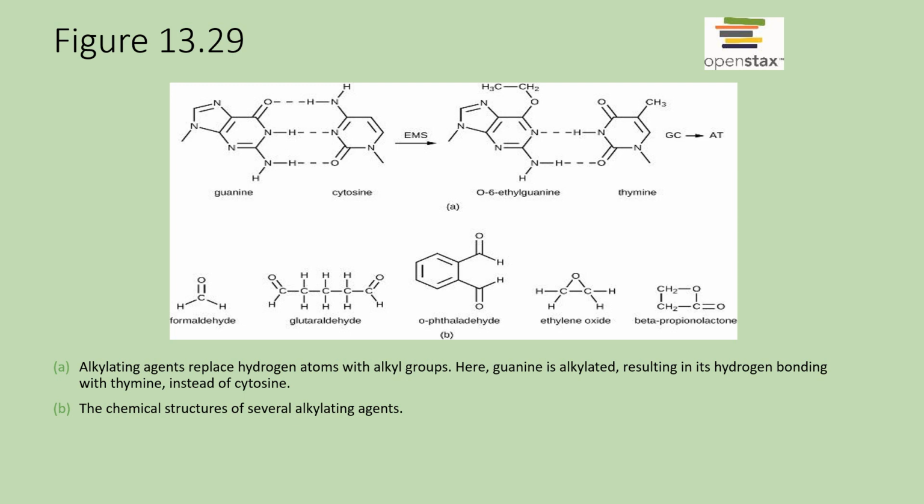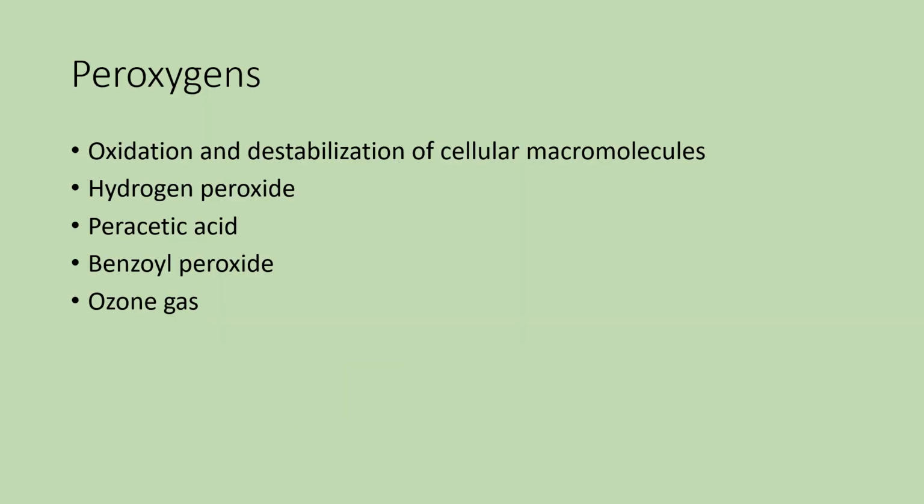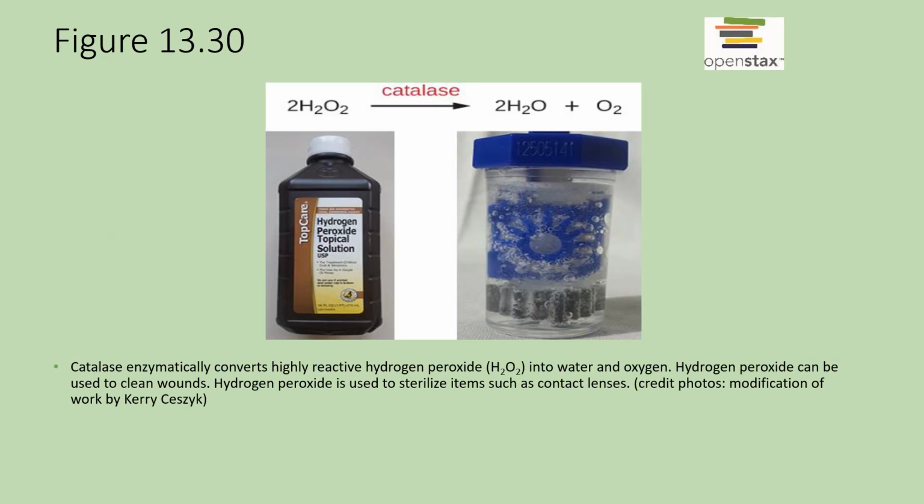You don't have to know the chemical structures of these. It's just showing you how complex some of these are. Peroxygens are going to cause oxidation. Things like hydrogen peroxide is probably the best known one. Ozone gas as well. Hydrogen peroxide is used oftentimes, number one, just on surface wounds, but also to clean some things.